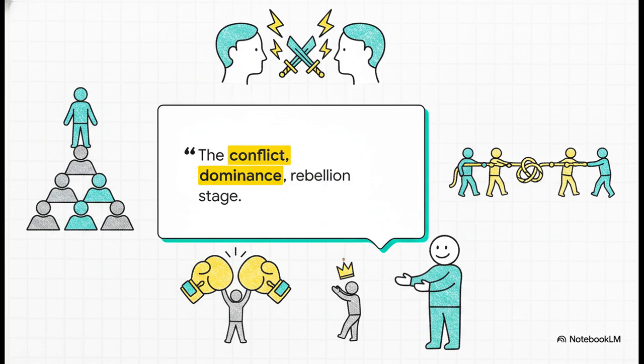The famous psychiatrist Irvin Yalom actually labeled this the conflict, dominance, rebellion stage. As group members try to figure out their roles, they battle for control and power. A social pecking order inevitably emerges, and the counselor has to expertly act as a referee here, managing this intense conflict and preventing personal attacks so the group can actually survive long enough to reach genuine cooperation.